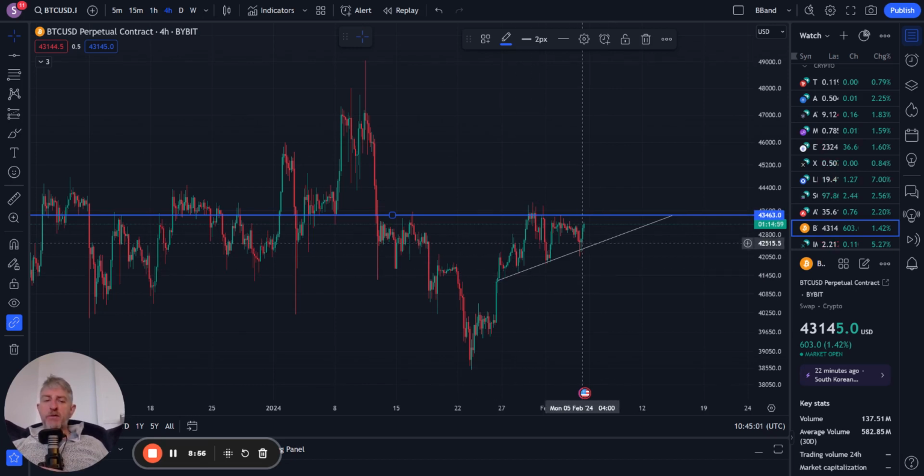So it feels like there's a battle at the moment where the buyers are just about winning, and the counter argument, of course, would be a 4-hour closure back below 42. More or less 42, somewhere between say 42 and 42.5. That would look good for maybe another move back down to close to 41,000 initially, but there may be a retest of these lows. So I think it's in the balance at the moment, and we'll see what happens on the very low time frames.